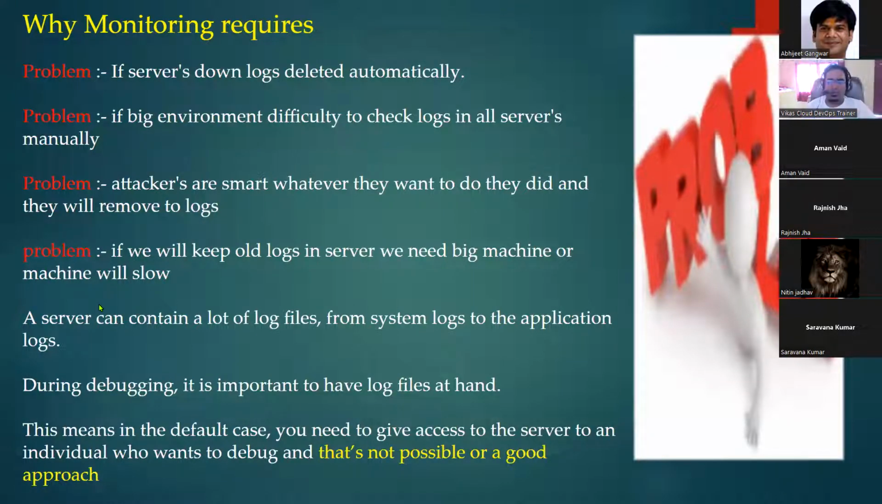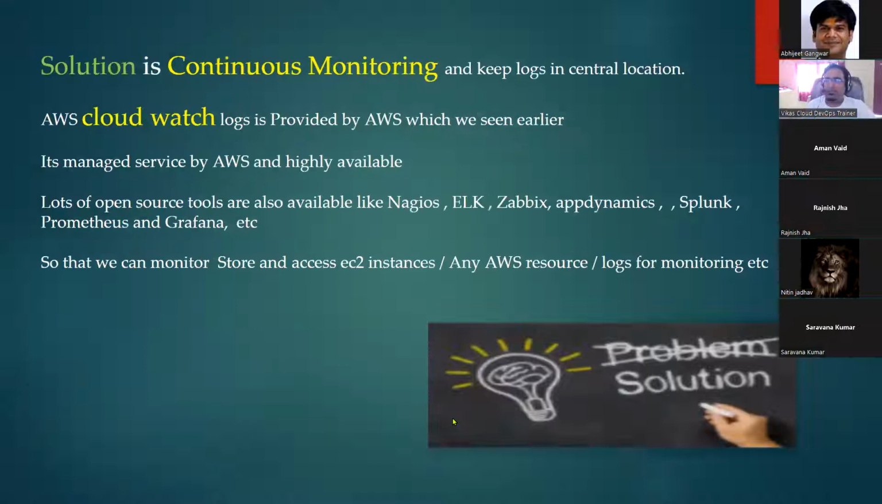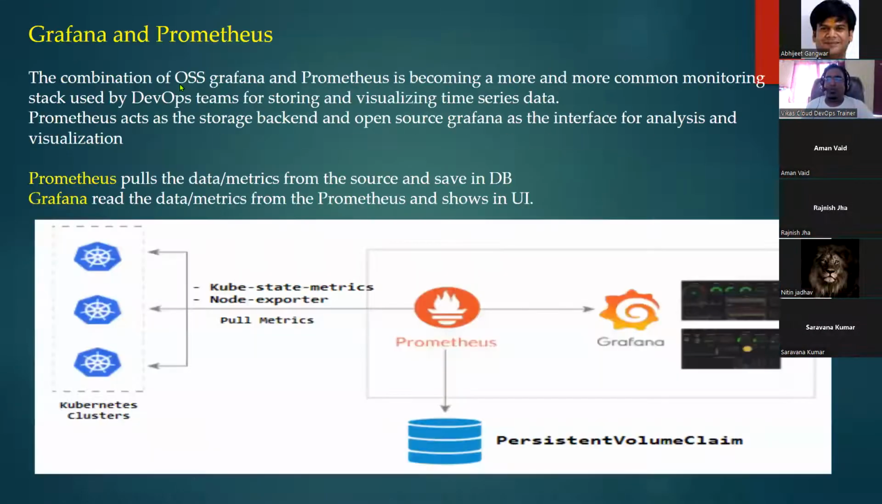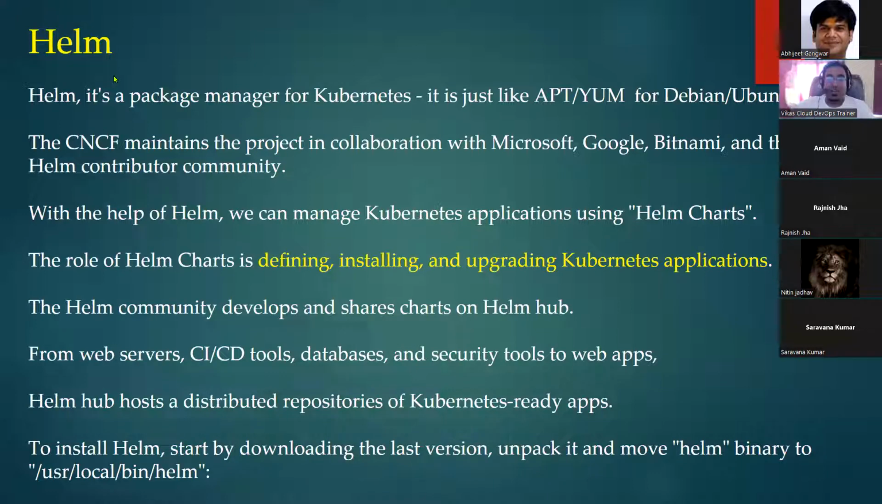I will tell you the problems. And then I will give the solution. This is open source. This is the Google and AWS solution. And we will discuss ELK, Zabbix, AppDynamics, Splunk, Prometheus, and Grafana as well. And then what is server monitoring? What is Prometheus? What is Helm? Helm is a very advanced level topic. If someone here has 5 to 7 years of experience in IT, they may get to know about Helm.